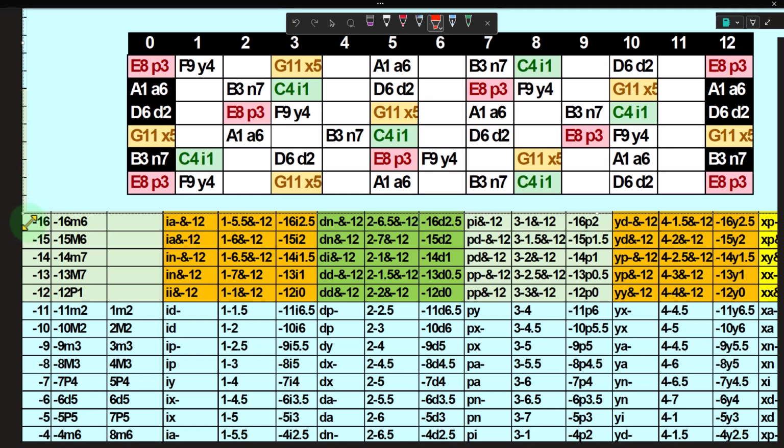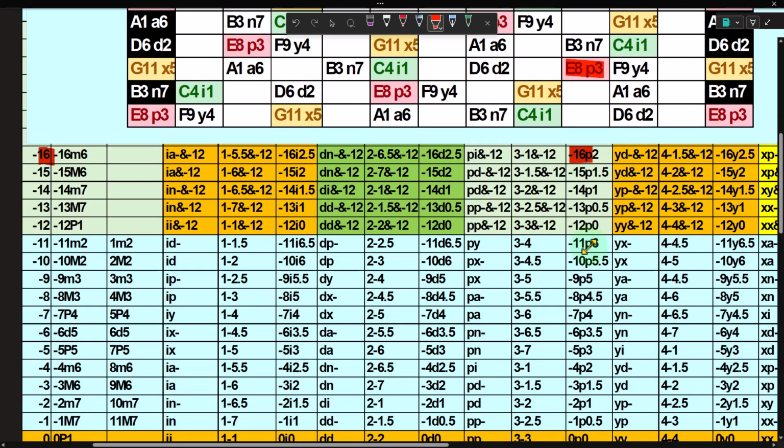Let's say we go back 16 this time. So we're going to go back 16. If we go back 16, let's say we're going from the Phrygian. So that means that we're going to go negative 16 from the Phrygian. What would be the local distance? 16 minus 12 is 6 minus 2, 6, 5, 4.